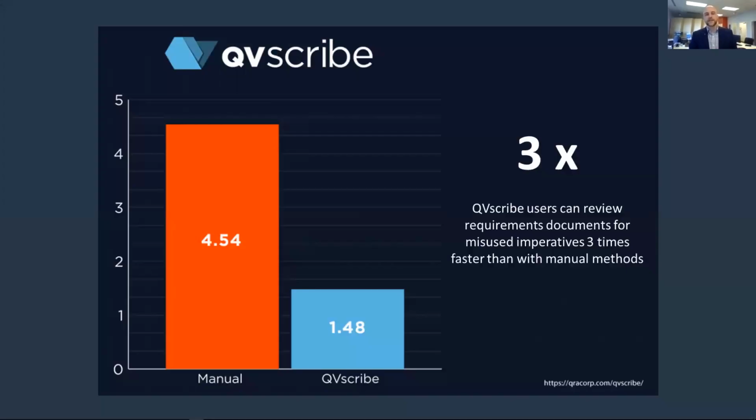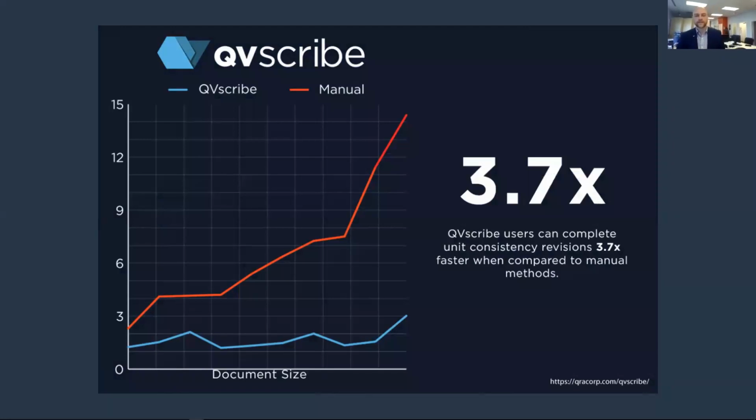So for example, we've run some tests on the amount of time that it takes for somebody to manually review a document looking for something as simple as proper use of imperatives. So to make sure that every requirement has a shall or a must statement in it, and only one statement. The amount of time that it took with QVscribe was about 3 times less than it would take to do manually. And we had a similar comparison with manually checking for proper use of units. So if somebody were to manually go through and identify every time a unit is used to make sure that there's a consistent unit of measurement.